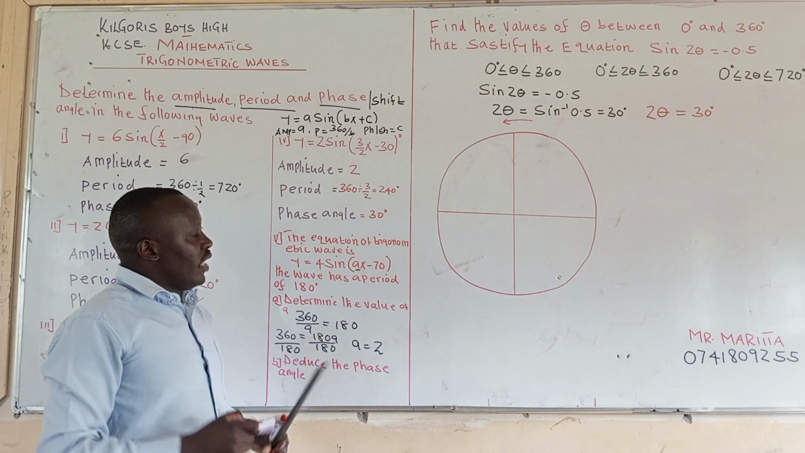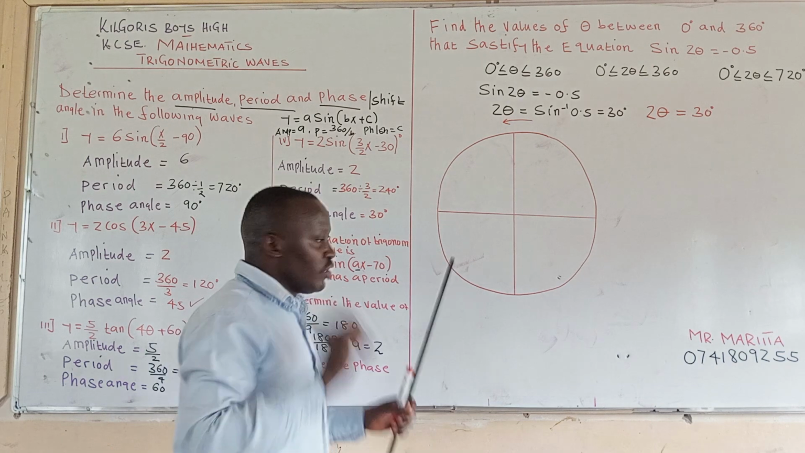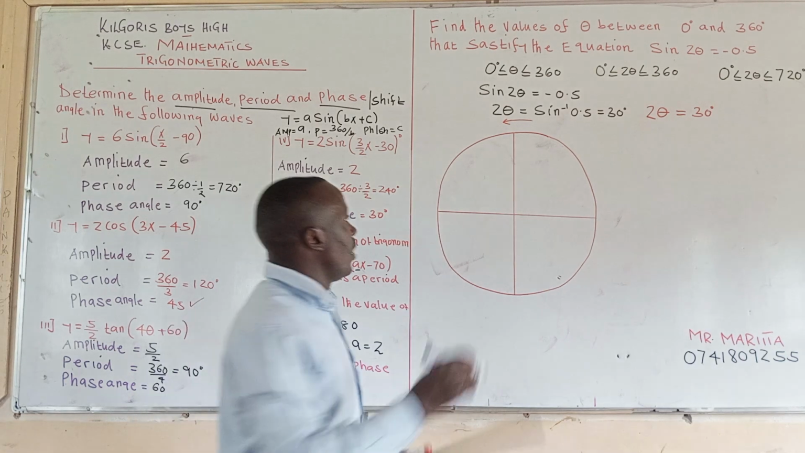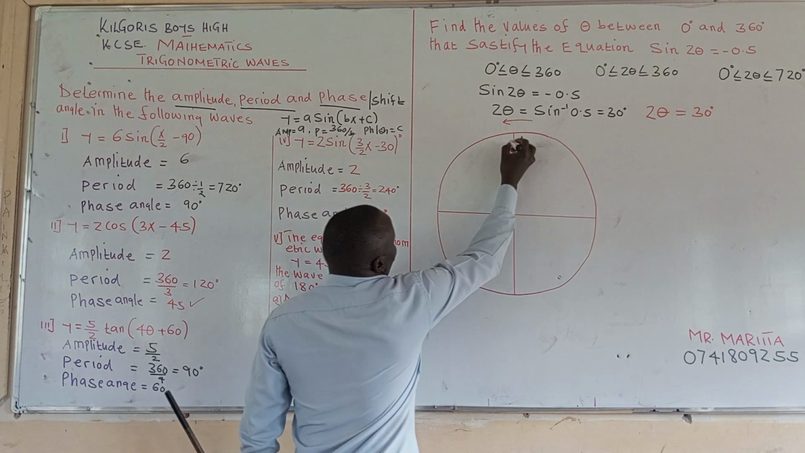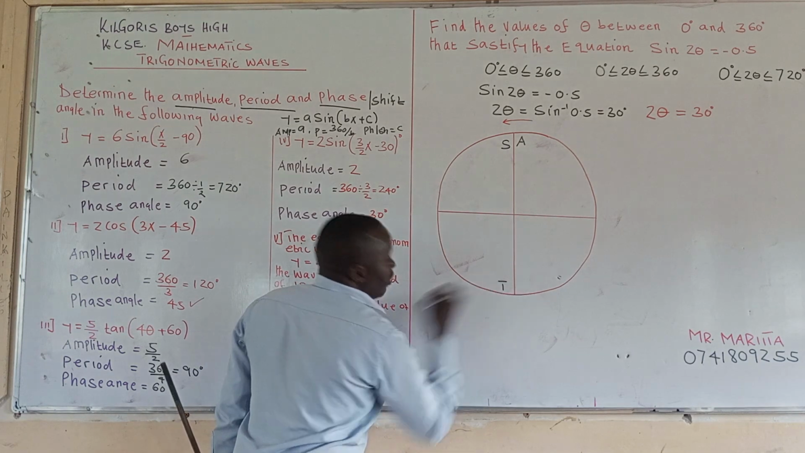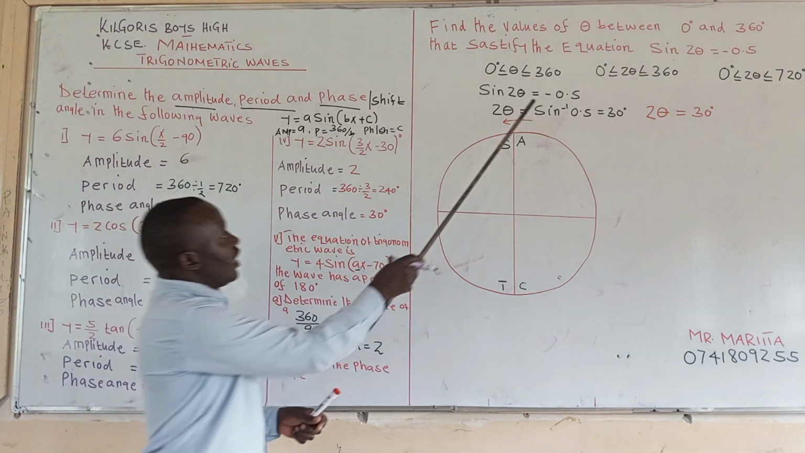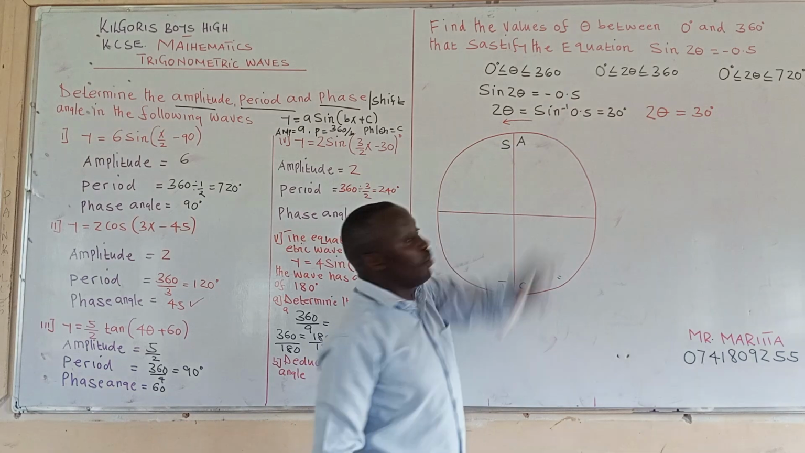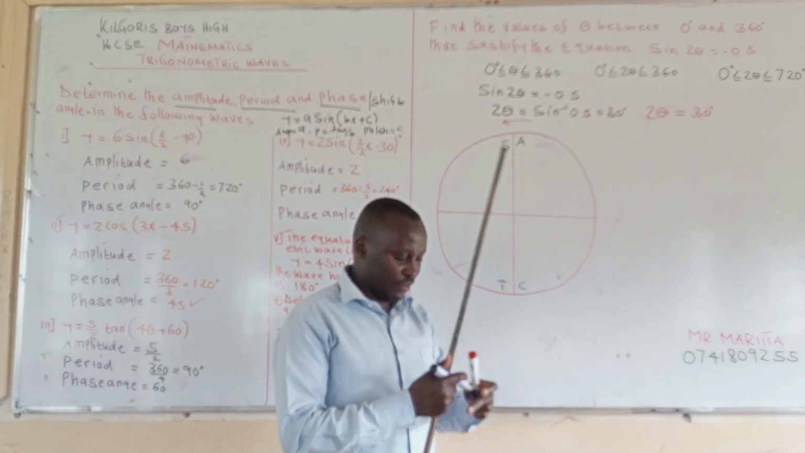In the first quadrant, all the trigonometric ratios are positive: sine, cosine, tangent, all of them. In the second quadrant, only sine is positive. In the third quadrant, tangent is positive. In the fourth quadrant, cosine is positive. I left the negative aside; now we are going to use it. So we have negative 0.5, and this one is sine. Now, where is sine negative?